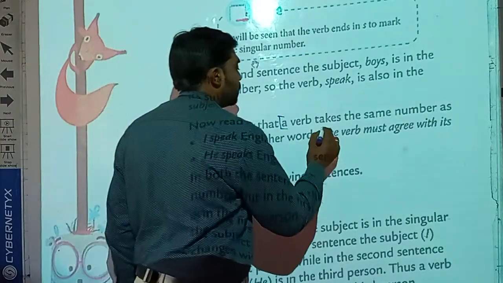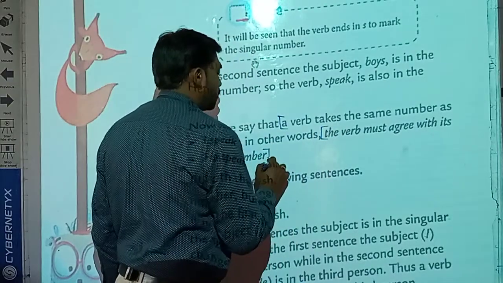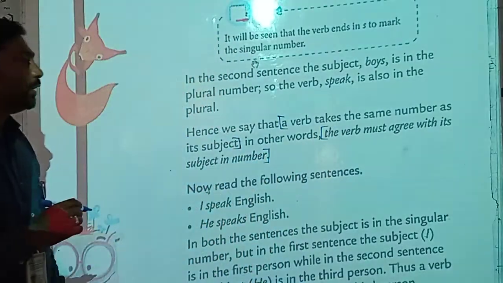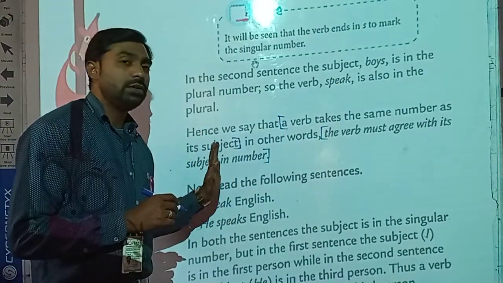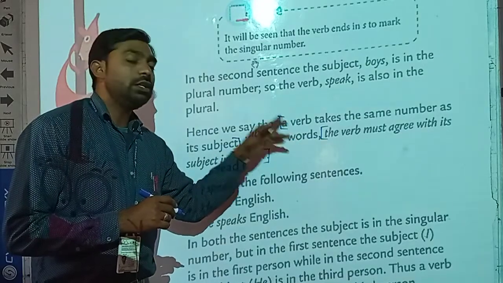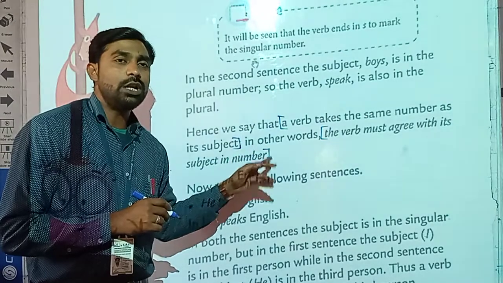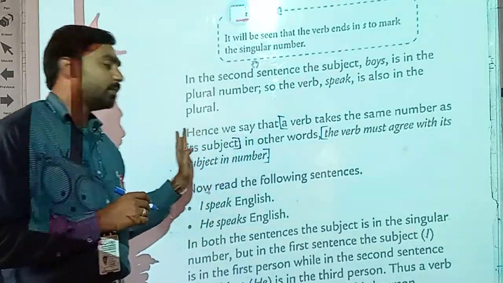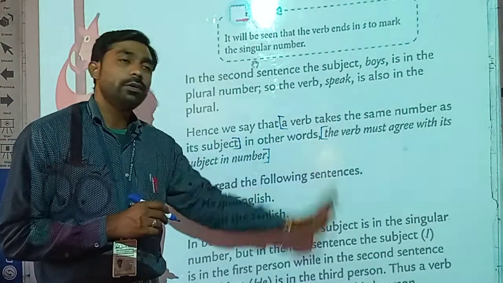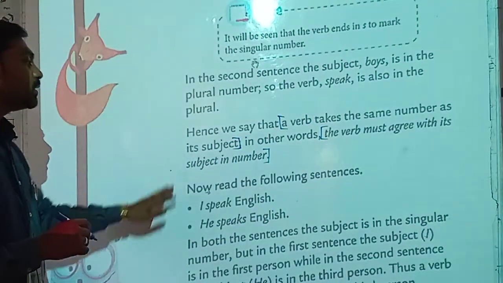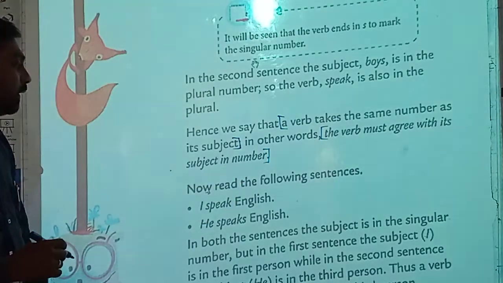Okay? I made brackets here, you write it in your notebook and learn it. Okay? A verb takes the same number as its subject. Means if the subject is singular, the verb should be singular. If the subject is plural, the verb should be plural. Okay. So while writing a sentence, we should take care that the verb must agree with its subject in number. Okay. Number means singular, plural.